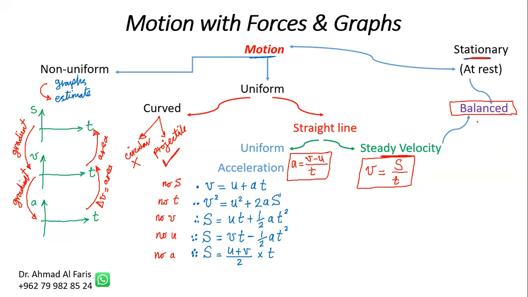That means this balanced object has a resultant force equal how much? Any object at rest or any object at constant velocity, how much the resultant force on it is equal? Bravo, Saja. It's equal to 0. It's equal to what? To 0. Who else send me the answer? Yes, Samar. Thank you. It's equal to 0.